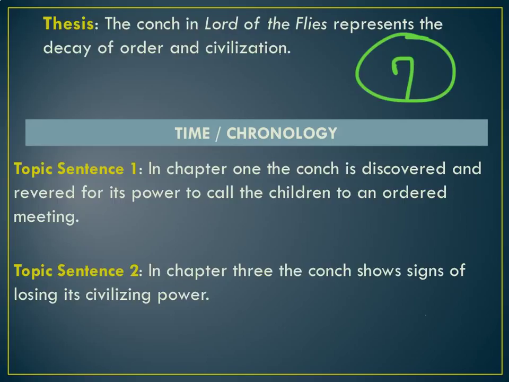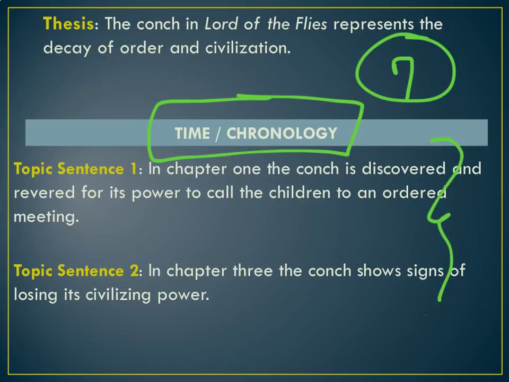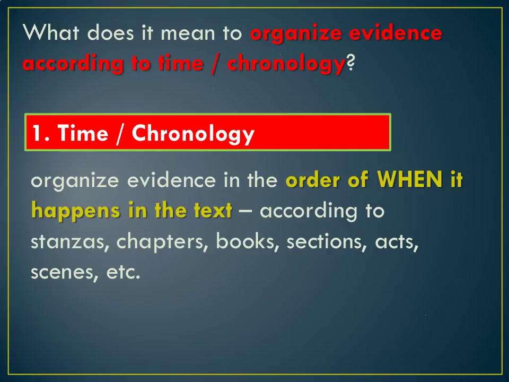And the first way that you can organize is according to time or chronology. And if you see these sentences in your table on your graphic organizer, it'll make sense for you how these particular topic sentences here are organized according to chronology. So all it means to organize according to time or chronology is that you're going to organize your evidence according to when it happens in the text.